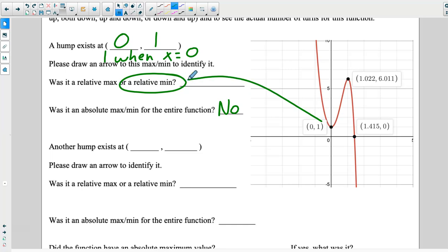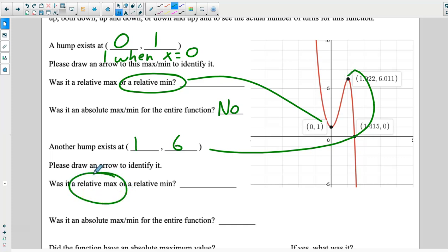What is the other hump that we have? Yeah, I'll just go with 1 and 6. That's fine. So then, was it a relative max or a relative min? Max. That's right. So it's a relative max. And again, I could write this out as 6 when x equals 1.